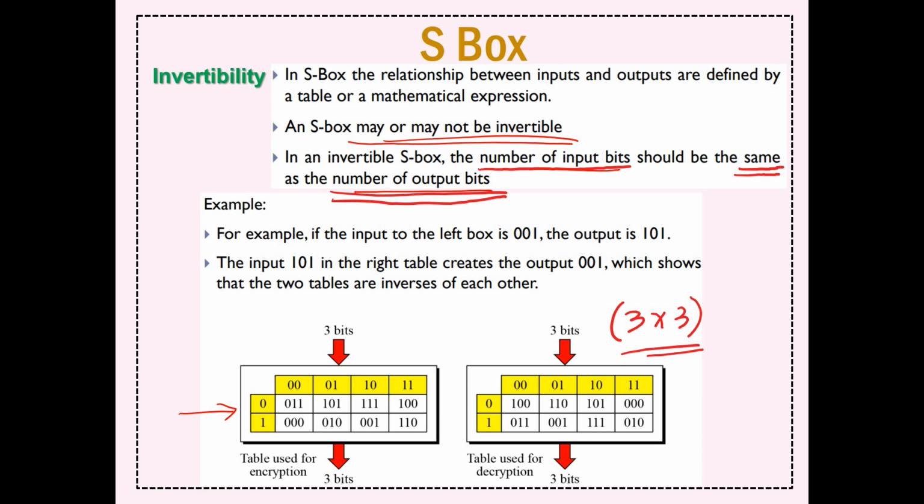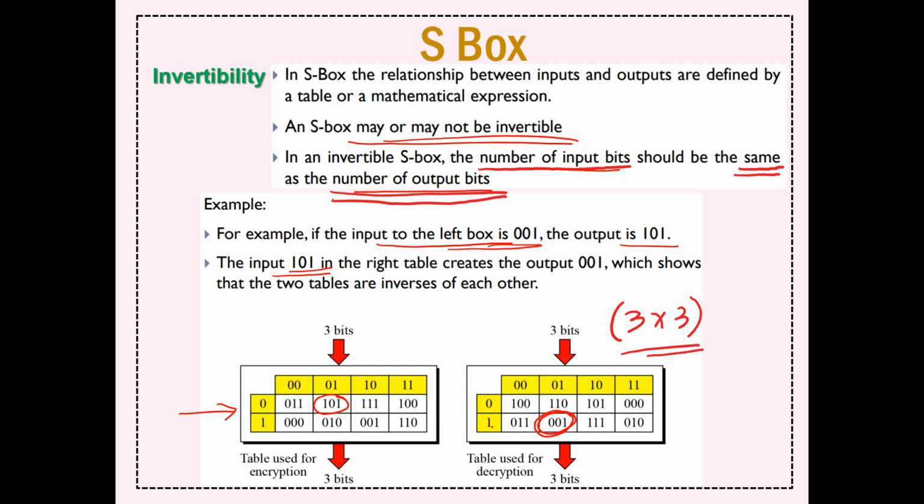In the decipher, at the receiver end, you also have a similar kind of element. For example, if the input to the left box is 001, the output is 101. So this is what we are looking at: 001, the output is 101. Now when the input is 101 for the right table, you are getting back that 001 once again. So if M equals N, then the same table, at the transmitter and the receiver end, will have a similar kind of pattern so that the invertibility is maintained.